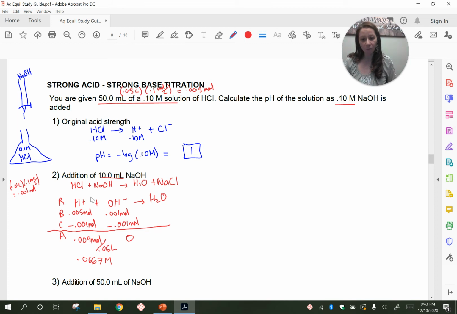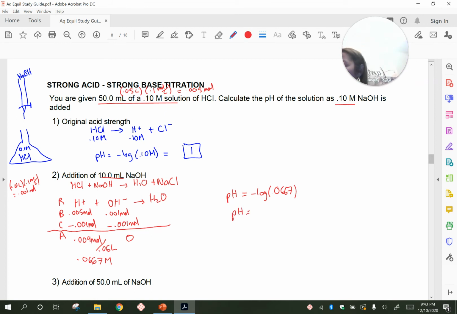So it looks like all we have left is just HCl. We have some water, but that doesn't really affect anything. We don't have any more base. So all we have left is just HCl, which is a strong acid. How do you find the pH of a strong acid? Just do negative log of the concentration. So pH is equal to negative log of 0.0667. And so my pH ends up being 1.17.